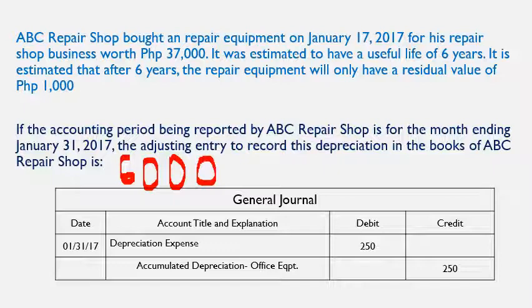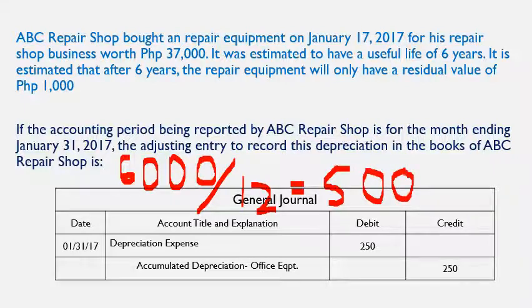So 6,000 every year ang value na nababawas. Ngayon, ang kukunin lang natin is yung depreciation value for the month of January. So you have to divide this into 12. Okay? So 6,000 divided by 12, we have here 500 pesos. So meaning, sa loob ng isang buwan, 500 yung nababawas na value or yung depreciation value ng repair equipment. So, bakit 250?